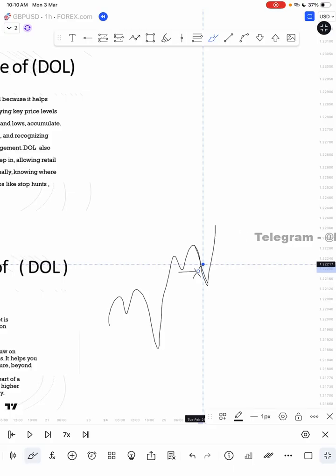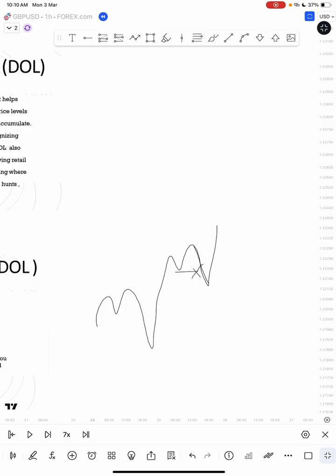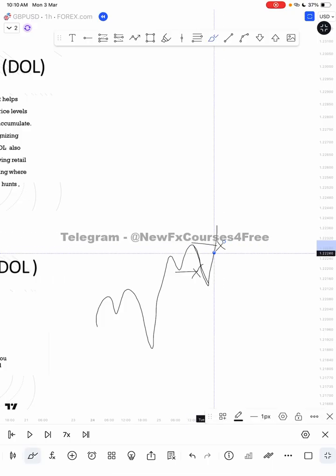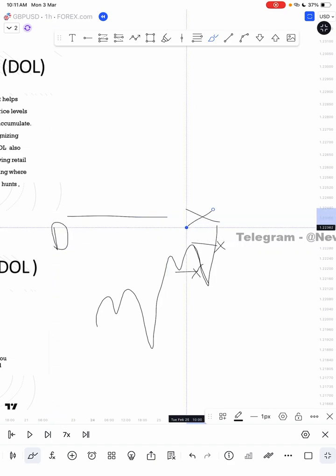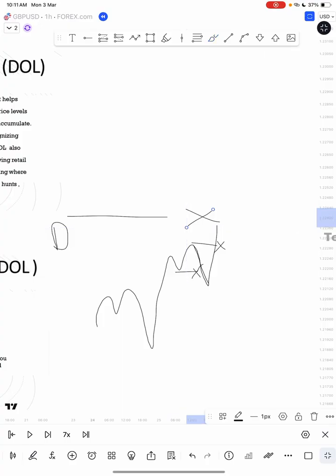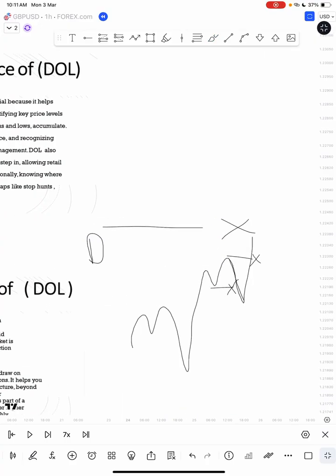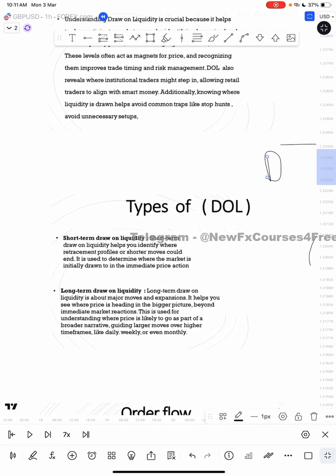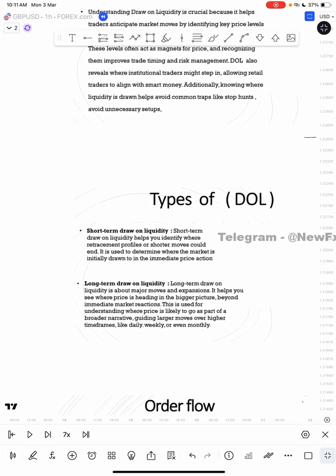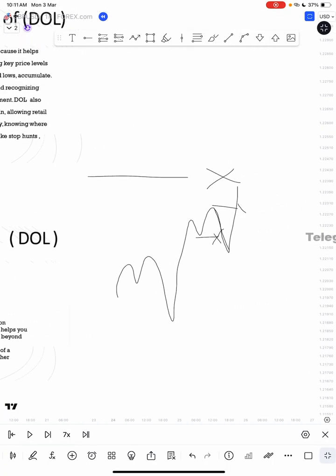you're actually bullish long-term. So this old low here will be your short-term drawn liquidity, and this high over here, and maybe there was a high here, will be your long-term drawn liquidity. Short-term drawn liquidity is just to catch the retracement profile and all of that. I focus mainly on the long-term drawn liquidity because I want to base off this large expansion move.